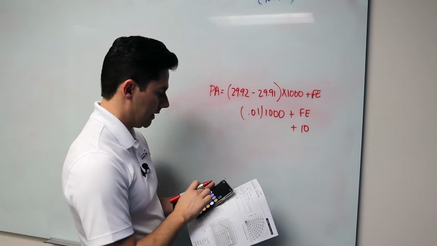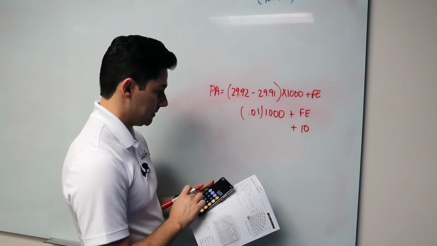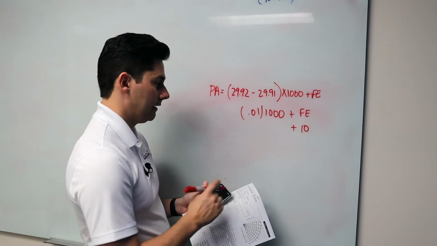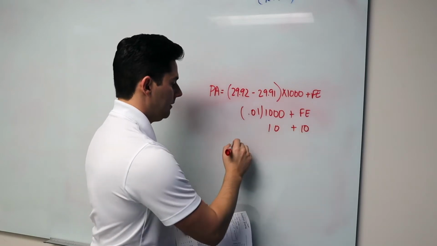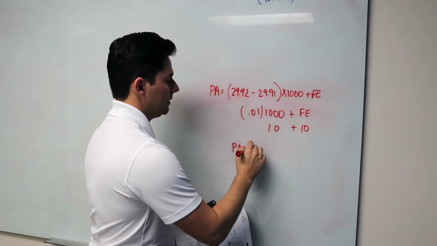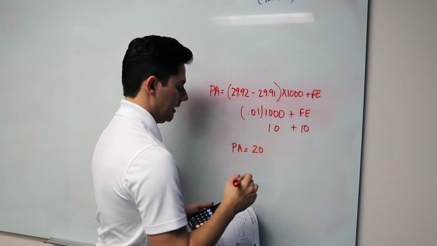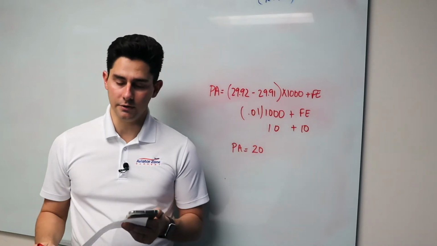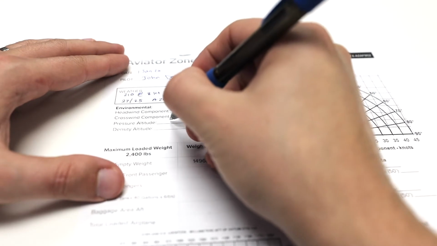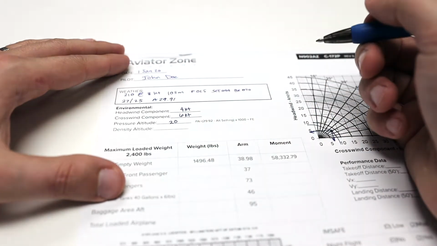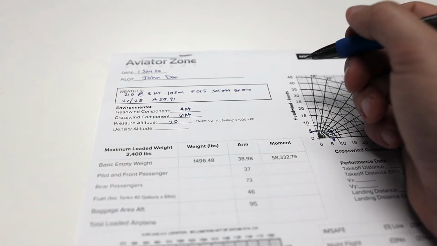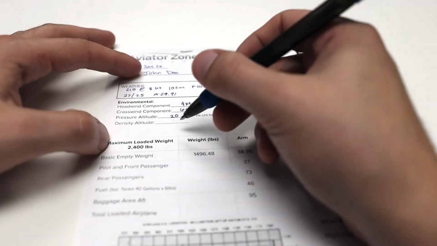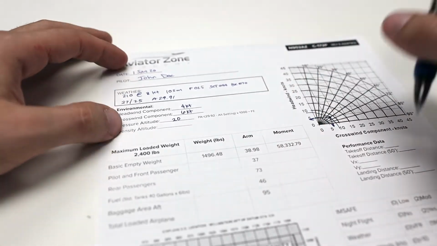Now, I'm going to use my calculator. And it's going to be 0.01 times 1,000, 10 feet, plus 10 feet. Today, pressure altitude is going to be 20 feet. And I'm just going to write that in for pressure altitude. Now that we have our pressure altitude, we know that it's going to be 20 feet, and I'm going to put 20 feet. Now, to calculate density altitude, we're going to need our CX3. So let's go pull that out.